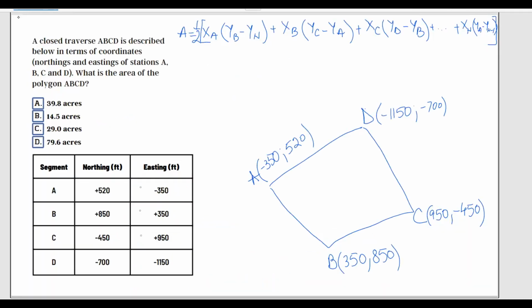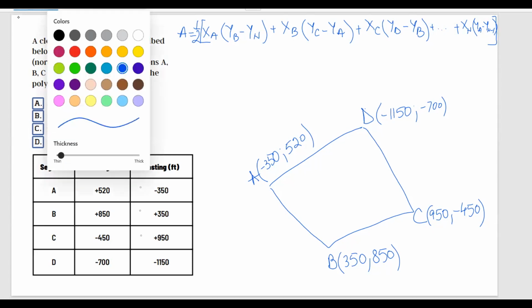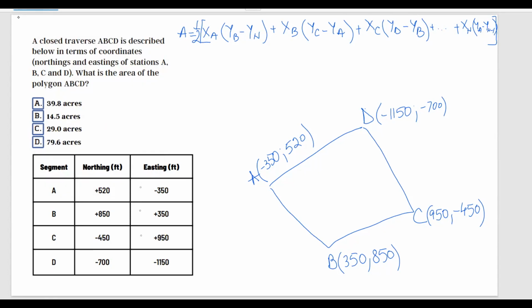Divided by 2. Okay. So the reason I wanted to bring it out here is because I want to pay attention to what's going on when we apply this formula. Let me do a green. So I'll have XA multiplied by YB minus YN. YN in our case is actually D. So I want you to pay attention to the pattern, right?